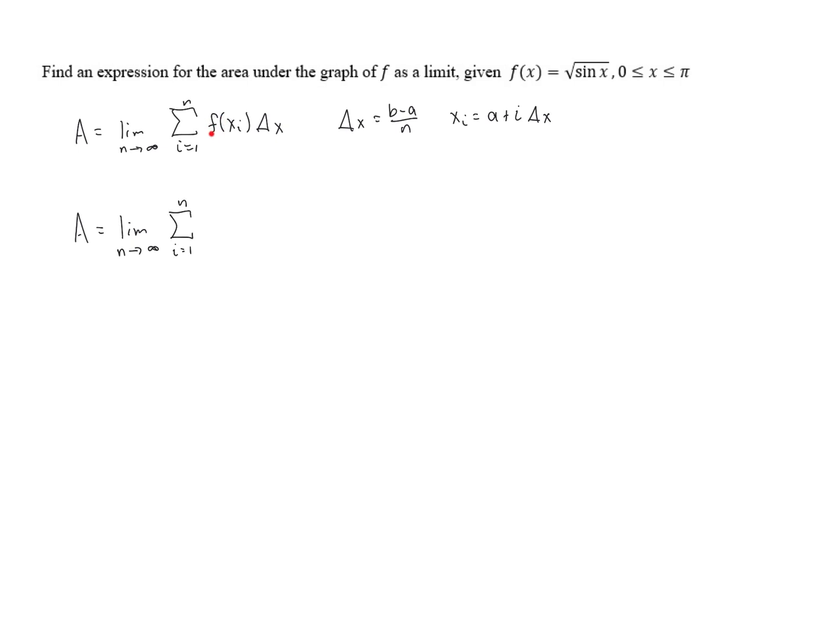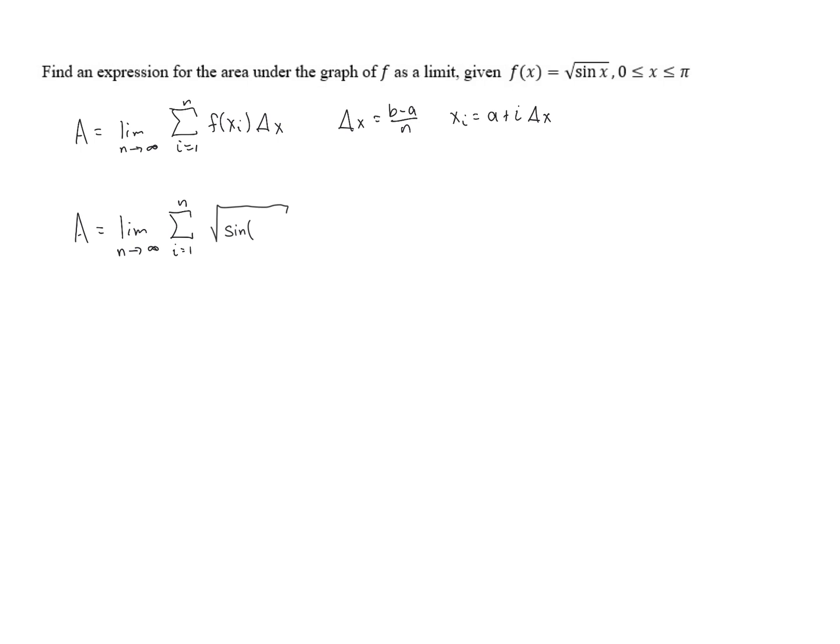Now we have to evaluate our function at x sub i, and our function here is the square root of sine of x. So we've got the square root of sine of x sub i. So we're going to need to put x sub i in here, but we have an expression for that. It's a plus i times delta x. a is the starting endpoint, which is 0 here. So we've got 0 plus i times delta x.